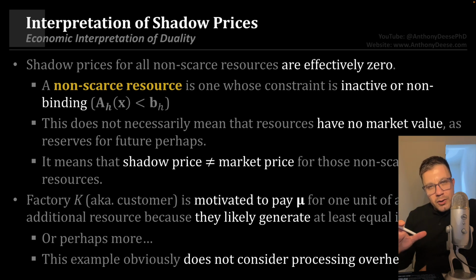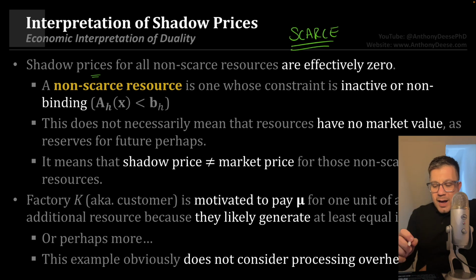So I think we've answered those two questions relatively well. Now let's try to interpret the meaning of the shadow price in a more robust manner. So we keep talking about scarce resources. Okay, the shadow prices for all non-scarce resources are effectively zero. For scarce resources, the shadow price is non-zero, whereas for non-scarce resources, the shadow price is zero.